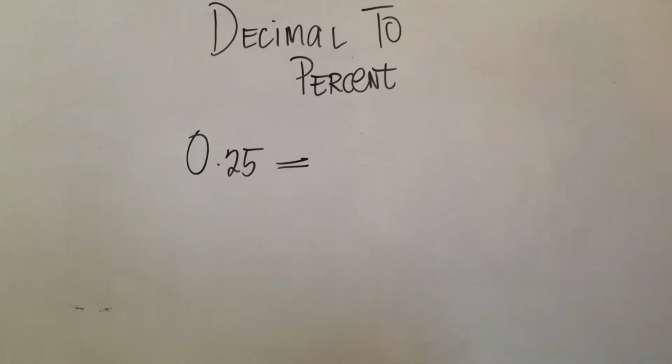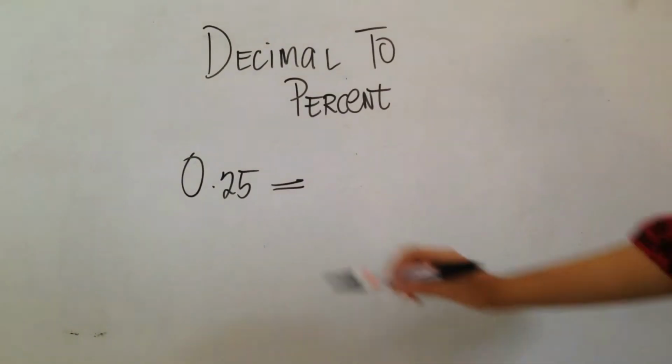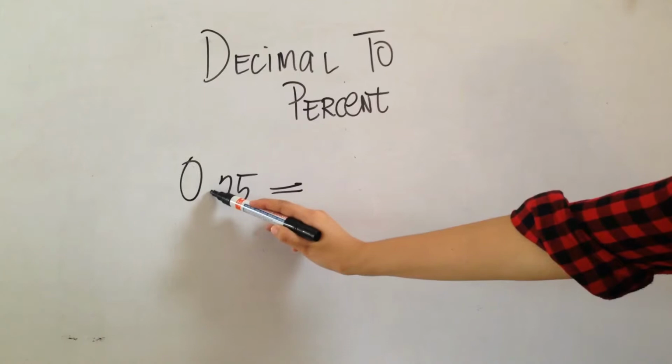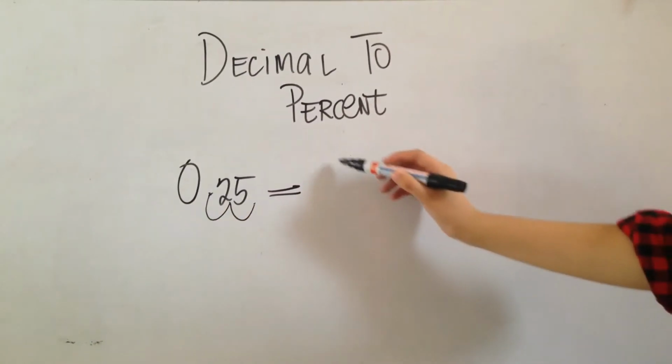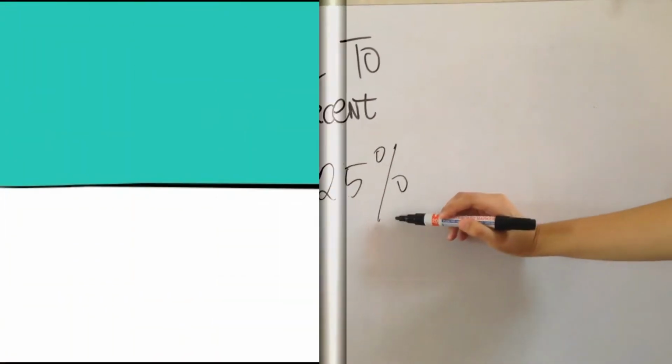To write a decimal as a percent, just simply move the decimal point 2 places to the right, then attach the percent sign. For example, 0.25. Move the decimal point 2 places to the right. Then, attach the percent sign.